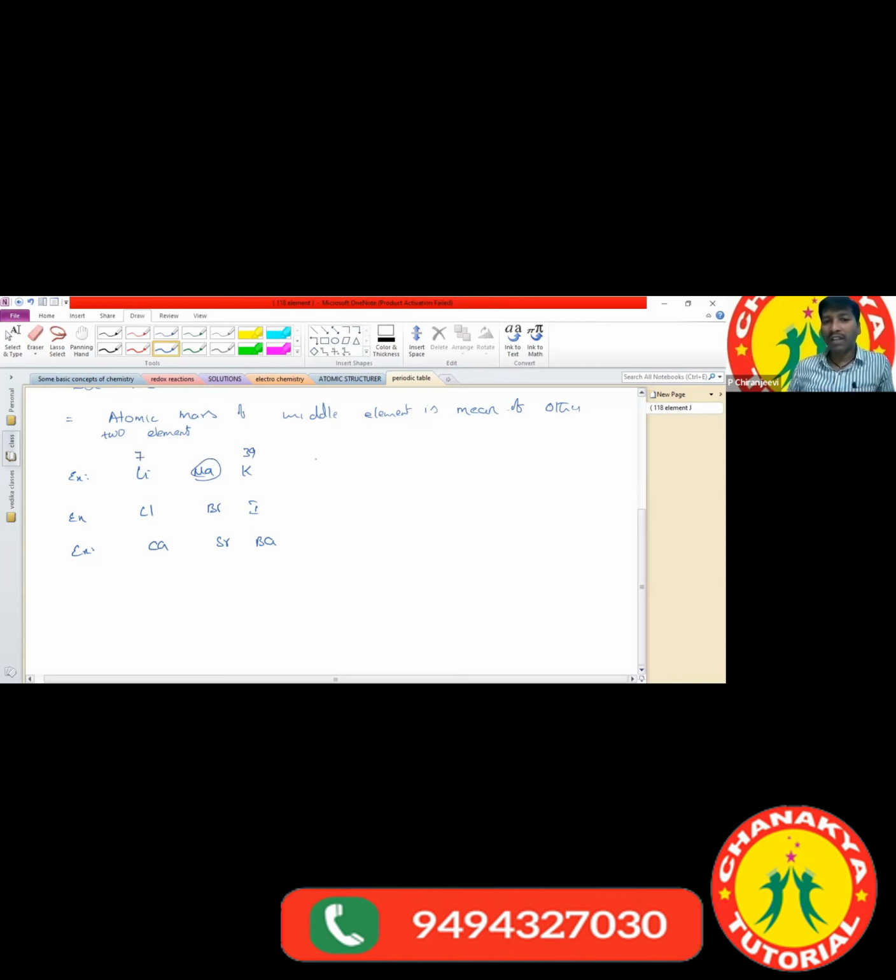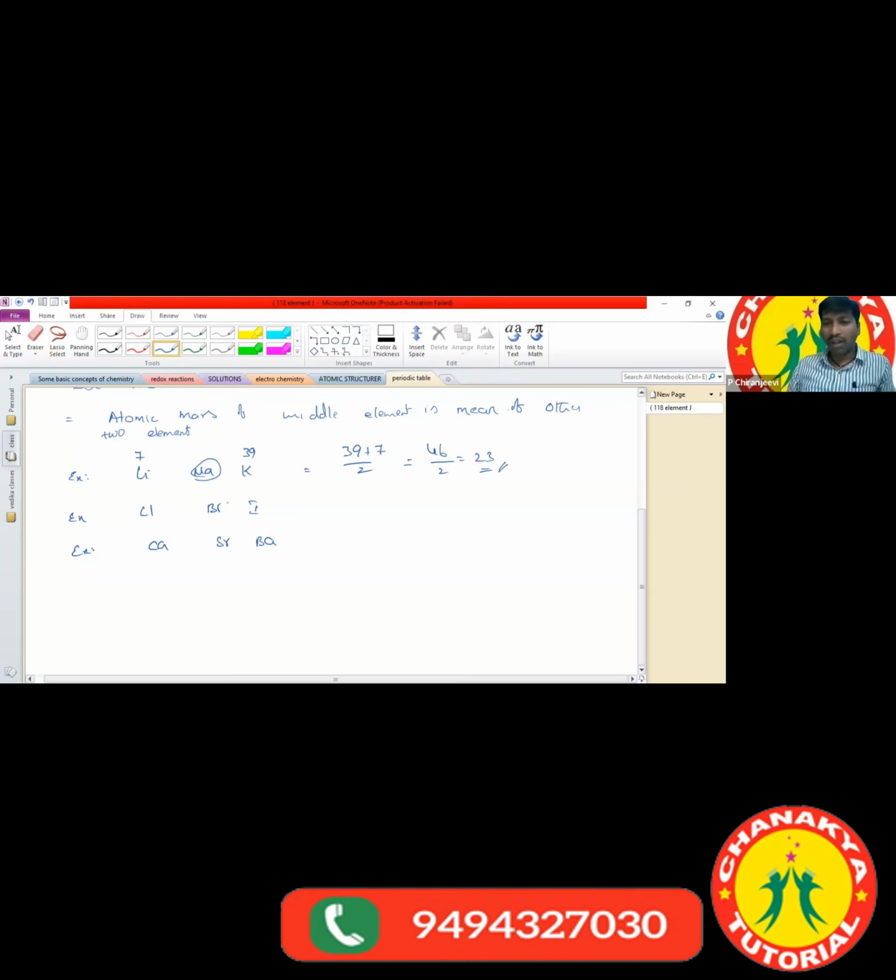Sir, how can we calculate the sodium atomic mass? It is the mean of the other two elements. That means 39 plus 7 divided by 2. So we get 46 divided by 2, which gives an atomic mass equal to 23. The sodium atomic mass is 23. Is it correct? Now the same concept is applicable for these other two sets of elements also, but the Dobereiner classification is not applicable for all elements. It is applicable for only a few elements.